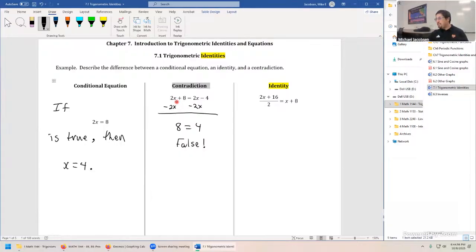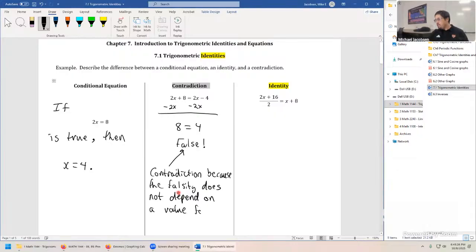So we have a contradiction because the falsity, I'm not sure if that's a real word, but let's go with it, the falsity or the falseness of that statement does not depend on a value for x. x is irrelevant. So that's what contradictions look like. They're the total opposite of the identities.